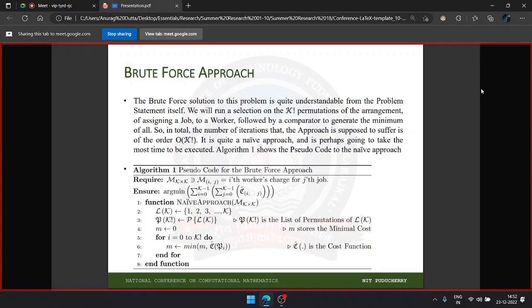Basically, the algorithm for solving this problem by the brute force approach is something like this. We will be given a matrix of order k cross k, where the index ij would be the ith worker's charge for the jth job. Now we have to ensure that we get the minimal cost from it. For that, we would take a list of permutations and one variable that would be storing the minimal cost. We would run a search along this list of permutations and try to minimize the cost that is possible.